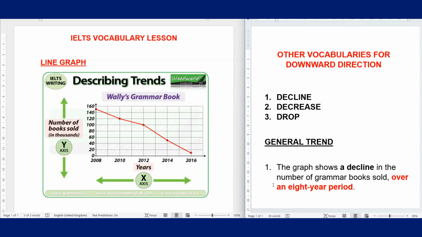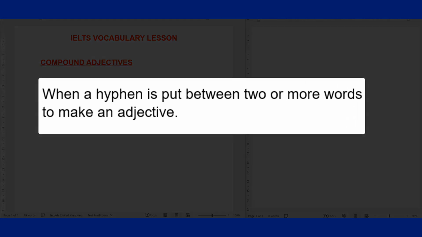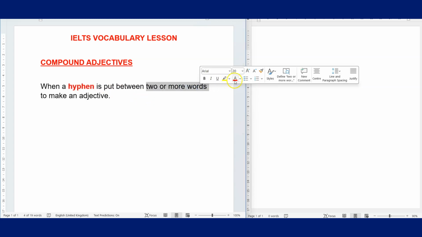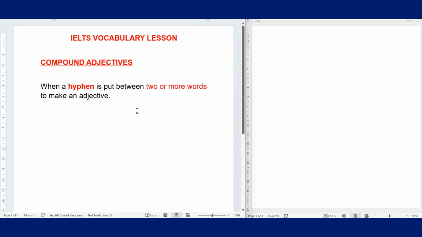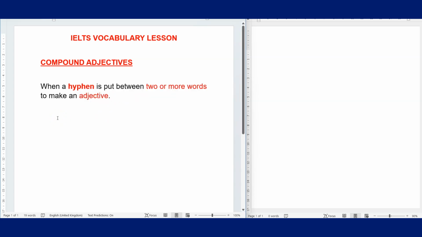This is actually called a compound adjective, and we will go into details with examples on that. Let's look at the compound adjectives in detail. When we talk about compound adjectives, it is when a hyphen is used to join two or more words together to make an adjective. So take notice of this hyphen. When a hyphen is put between two or more words to make an adjective, that's what we call a compound adjective.